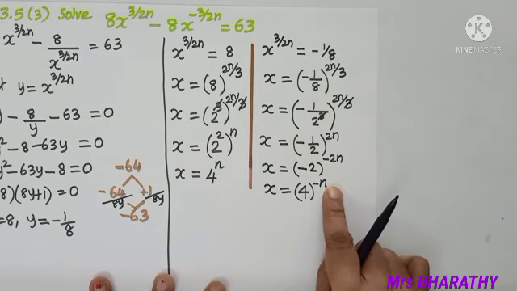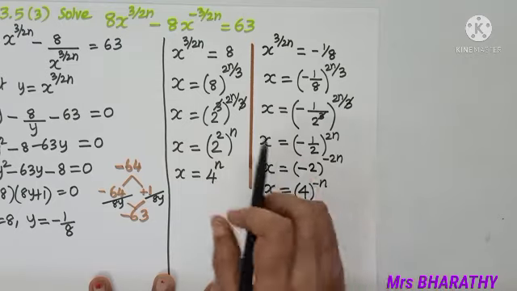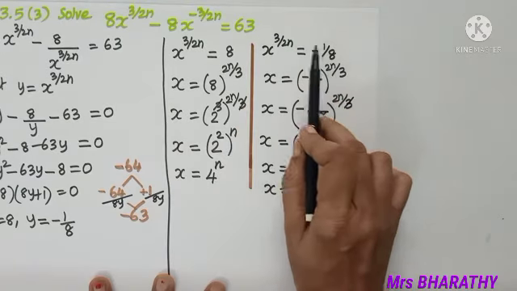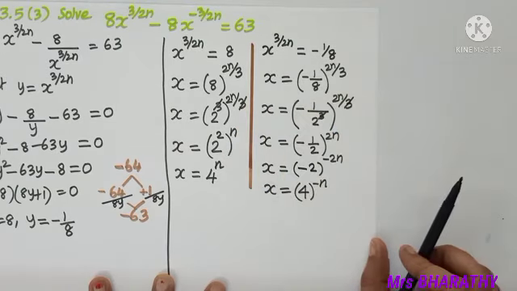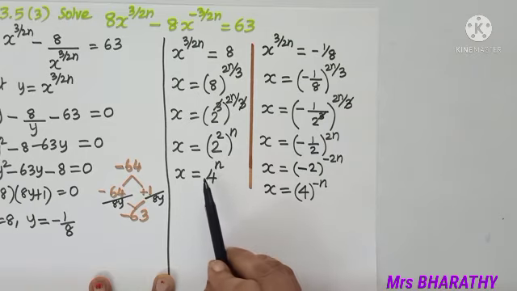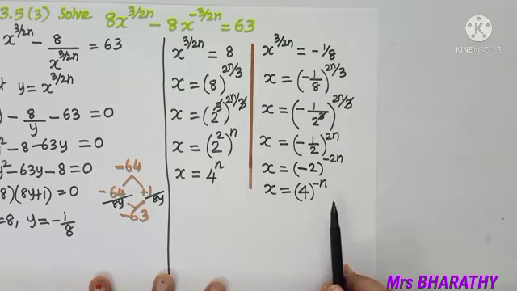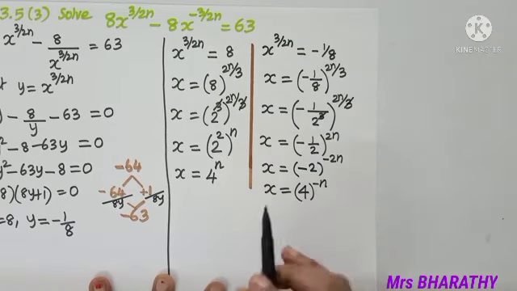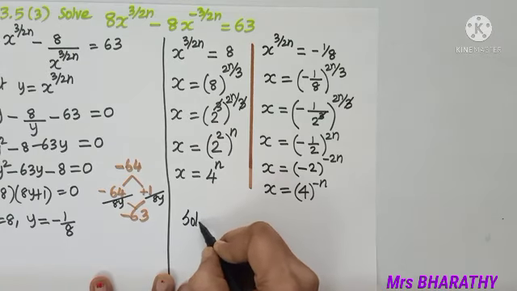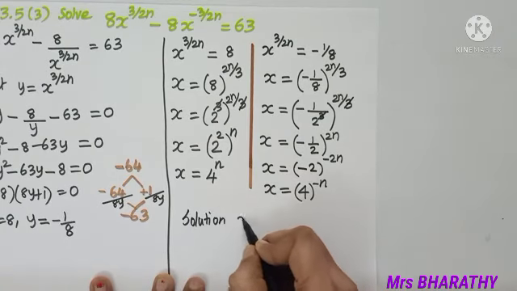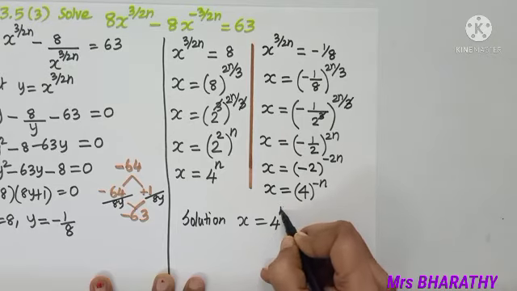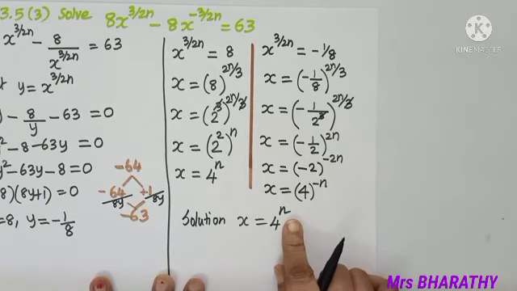Do we need to say plus n, minus n? Nothing is mentioned in the question as to what is n. So n can be either positive or negative. So combining both, I can simply say the solution as x is equal to 4 power n. N can be either positive or negative.